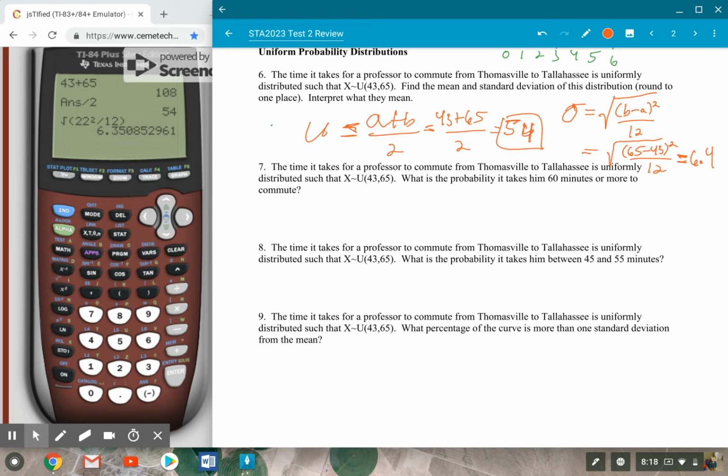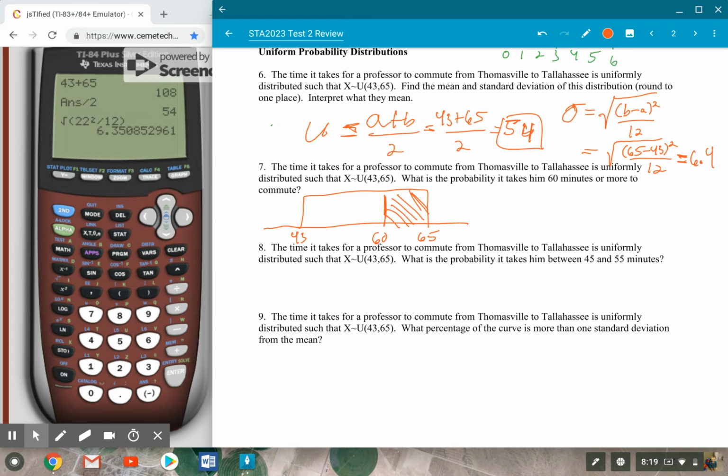On number 7 and 8, we get to some probabilities. Number 7, same scenario. What is the probability it takes him 60 minutes or more to commute? So this is where I would encourage you to draw out your graph. So uniform, it's that rectangular distribution. My lower bound is 43. My upper bound is 65. I'm looking at 60 minutes or more. So this section of the curve.